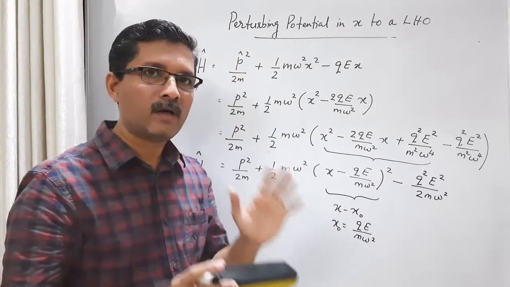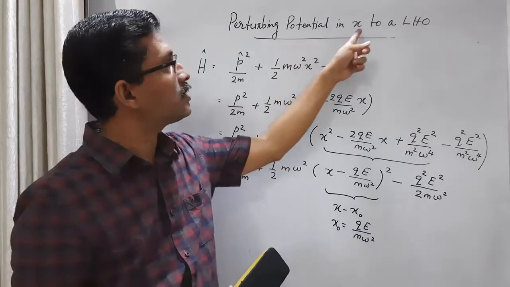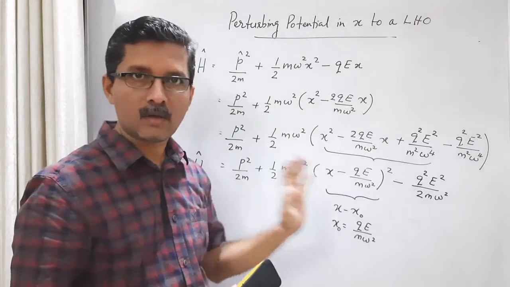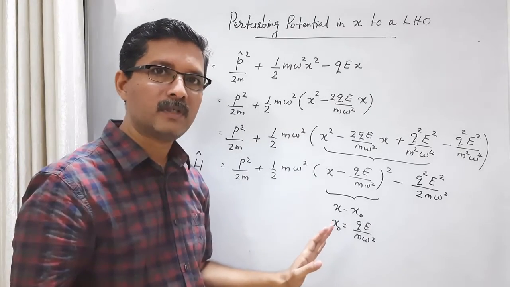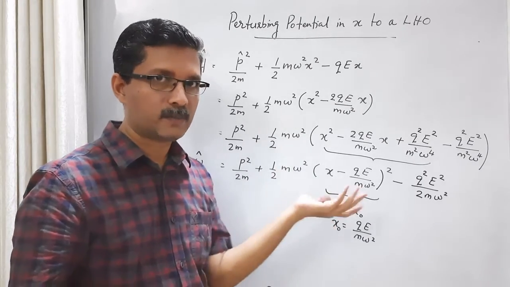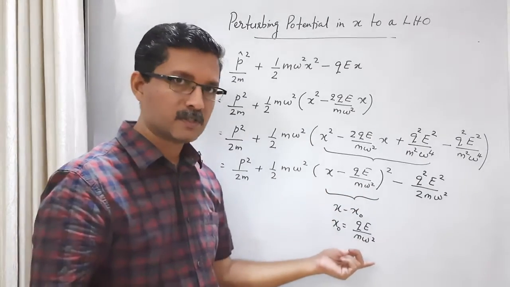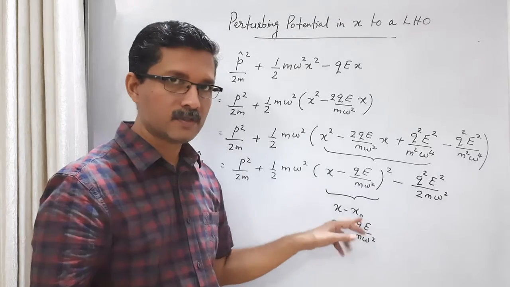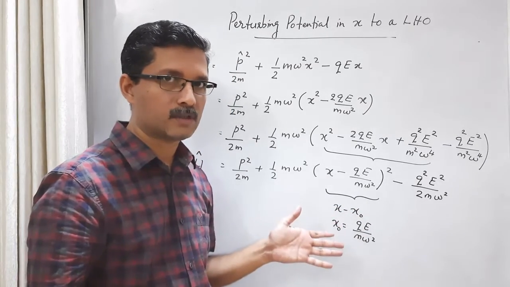Okay, so the one effect of applying a perturbing potential proportional to x, or applying a constant force, is a shift in the mean position of the harmonic oscillator. This we have expected from the physical argument. So the shift is this much. Remember, QE is the force, so it is like F by m omega square. So this is true for any constant force.